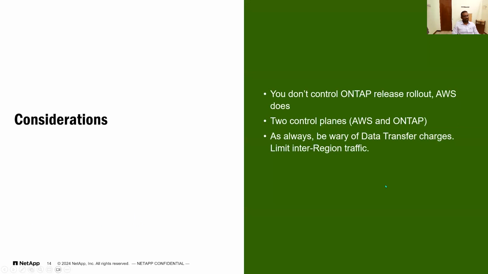Okay, so these are the considerations which need to be taken care of. We don't control the ONTAP release rollout; only AWS will take care of that for us. And we have 2 control planes if you want to manage your FSx file system. You can use AWS native tools like the AWS FSx console and AWS CLI, as well as the ONTAP CLI and BlueXP. Each has unique use cases, so we need to choose according to our need. For example, if you are provisioning a volume via the ONTAP CLI, it will take some time to reflect in AWS because of an API call. So we need to choose the tool based on what it is used for. As always, we need to worry about data transfer charges and limit inter-region traffic.